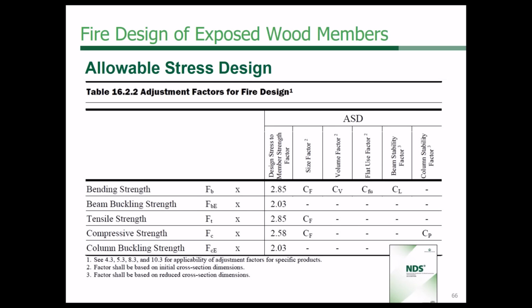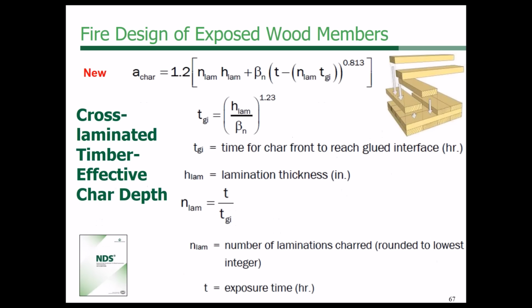The one thing to note when designing for this type of fire resistance is that there are applicable factors when checking your fire design, and that's under a separate table within Chapter 16. It's not the table that you would use under Chapter 10 for designing cross-laminated timber. And we also have an equation for determining the char.